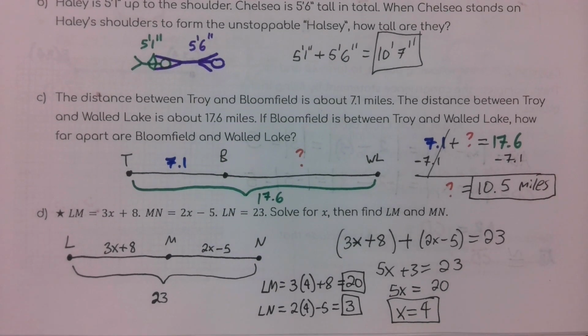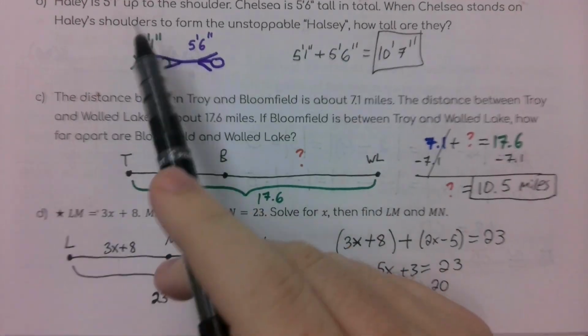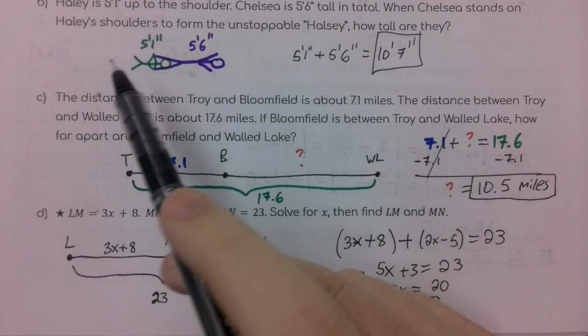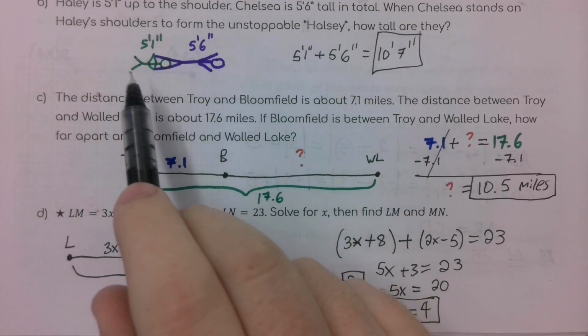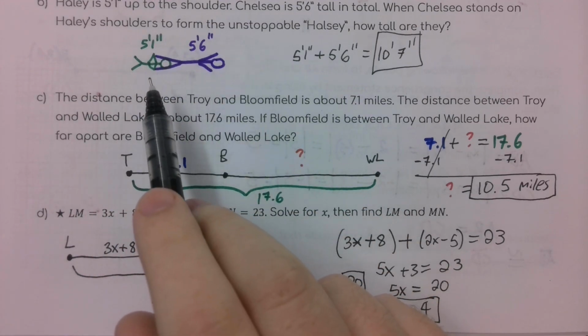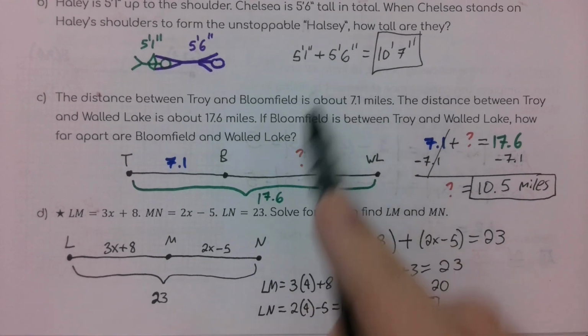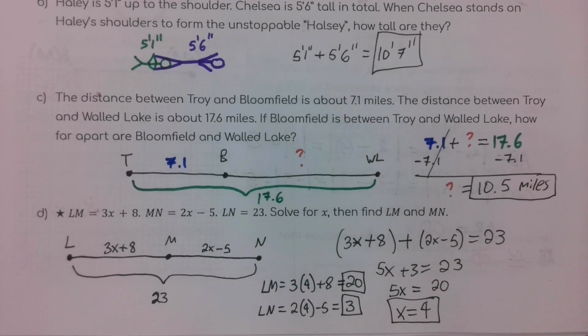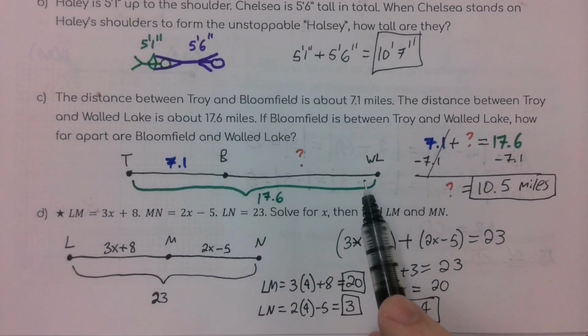So, how'd you do? With part B, we can add together these two people's heights, Haley and Chelsea, to form the unstoppable Halsey. If Haley is 5'1", Chelsea is 5'6", and one is standing on the other's shoulders, together they'd be 10'7". With part C, be careful because it says Bloomfield is between Troy and Walled Lake.